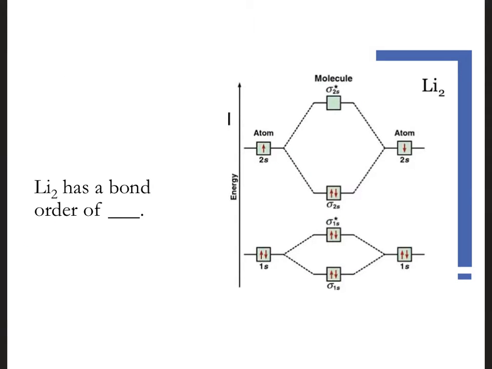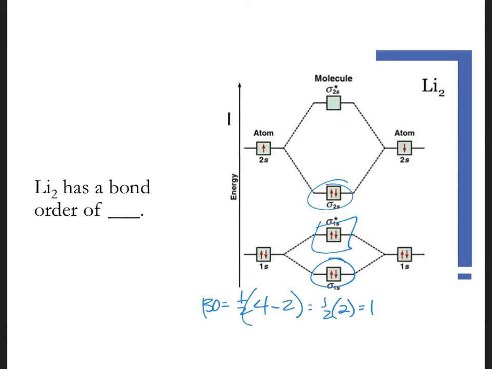Calculating the bond order of Li2, diatomic lithium. All right, so we can tally up all of the bonding and anti-bonding electrons. So one way we could do this is to say we've got 1, 2, 3, 4, 4, bond order equals 1/2, number of electrons in bonding minus the number in the anti-bonding. So 1/2 times 2 equals a bond order of 1.